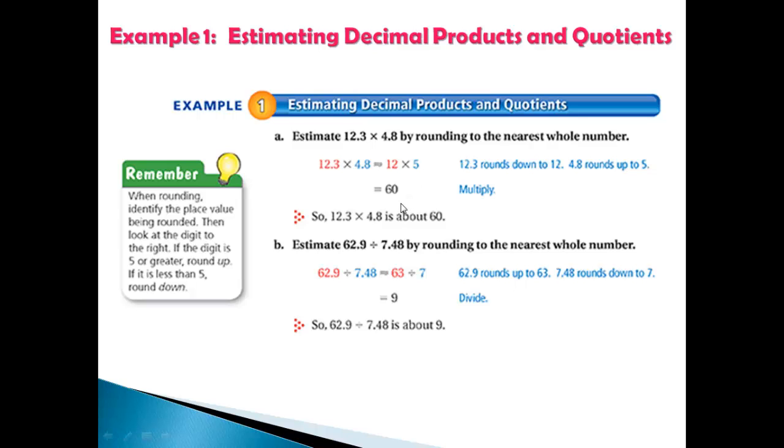For B, we're going to estimate 62 and 9/10 divided by 7 and 48/100 by rounding to the nearest whole number. For 62 and 9/10, the 2 is being rounded, so we're going to look at the 9 behind it, and that tells us we round up, so that's going to become 63. For 7 and 48/100, the 7 is being rounded, so we look at the number behind, which is a 4, and that tells us we round down. So 7 and 48/100 would be 7. And now we do 63 divided by 7, and that gives us 9.